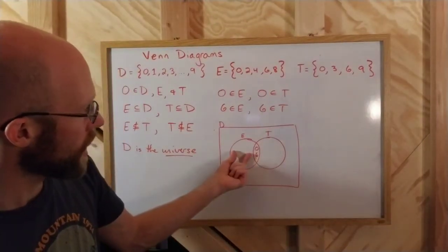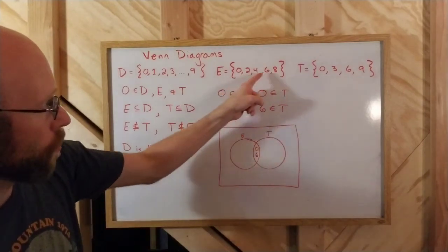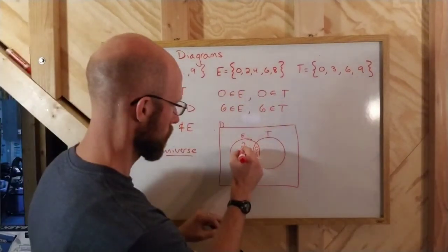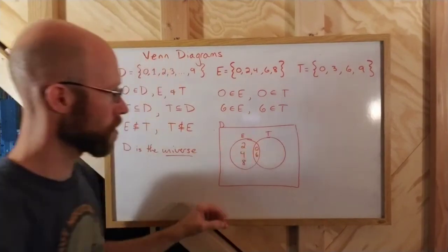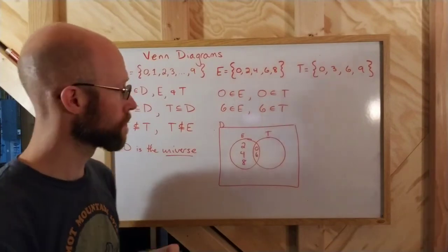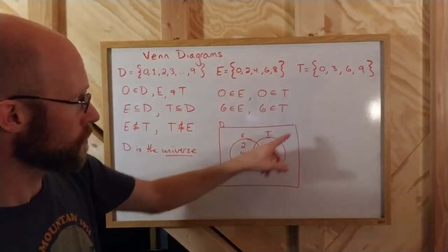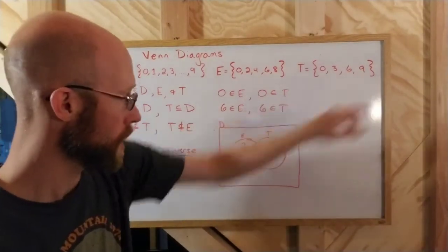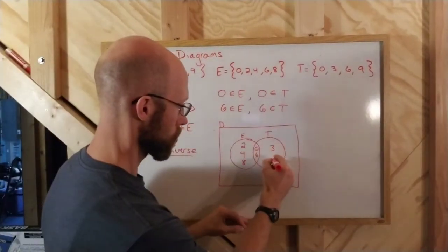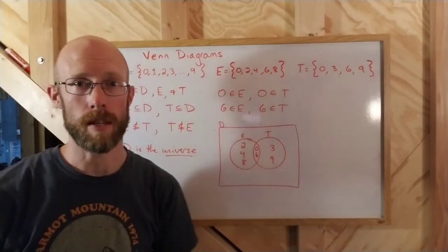The rest of set E is going to contain the other points, 2, 4, and 8. They're all going to be in there. They're in E, but not in T. The other region of T is going to contain 3 and 9, because those are the digits that are not in the overlap, but they're still in T.